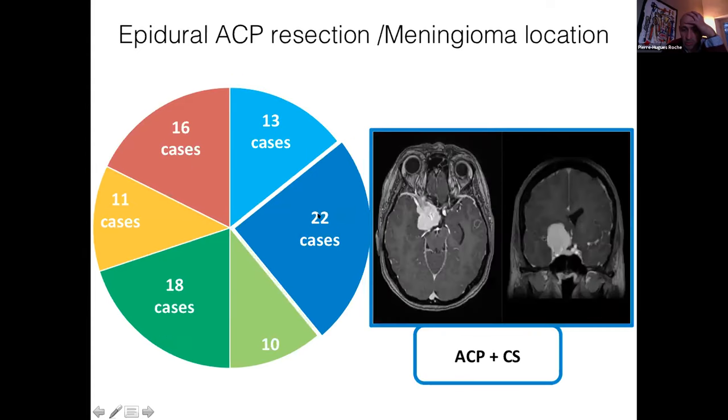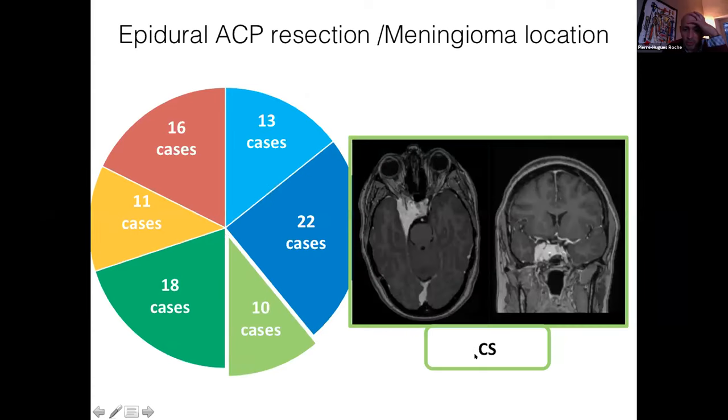This was the number of patients who presented an ACP tumor plus a cavernous sinus invasion. We did that in 22 cases. Here you have the case of a pure cavernous sinus meningioma who needed to be treated with a resection of the lateral wall and the external, epidural resection of the ACP because of the need to mobilize, to be far from the optic apparatus.